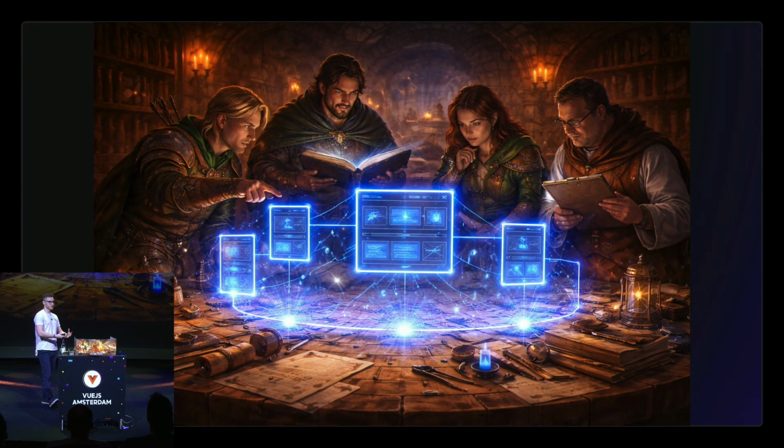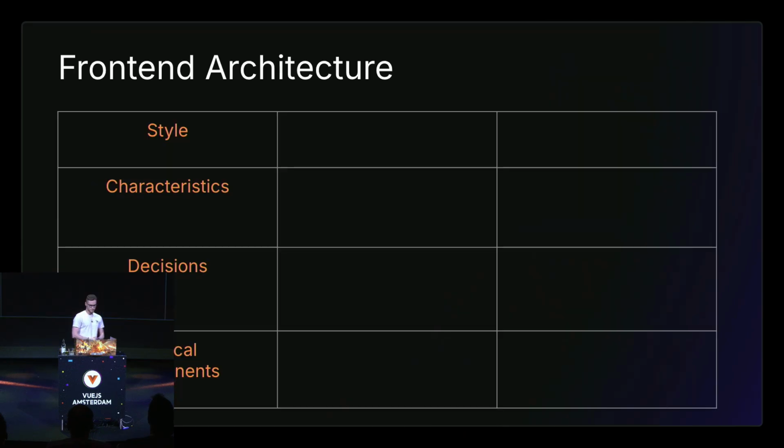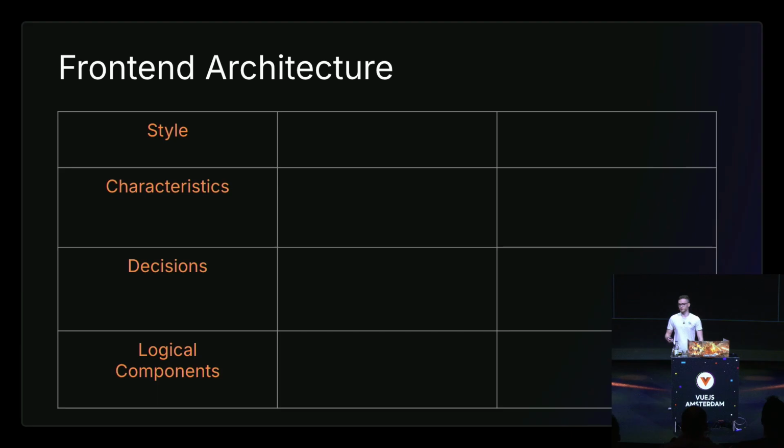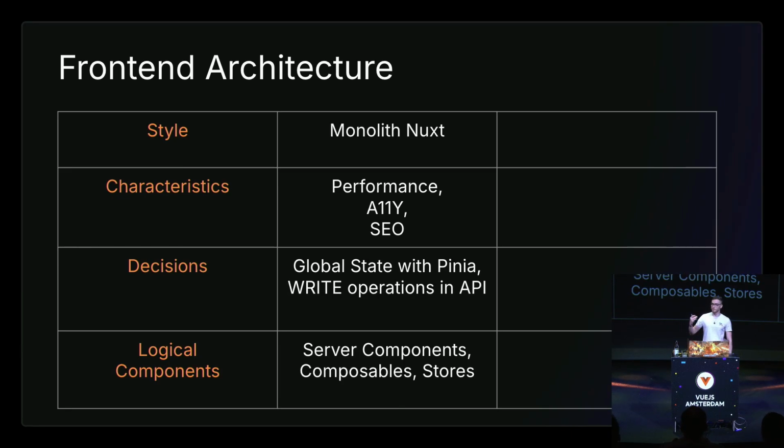So speaking about front-end architecture itself, let's apply those things, style, characteristics, decisions, and logical components, to our front-end architecture. The first example, we might have a monolith Nuxt application. For the characteristics, we want to focus on performance, then accessibility and SEO. For the decisions, we want to go with Pinia for our global state management, and we want to do write operations in the API layer. For the logical components, we'll go with server components, composables, and stores.